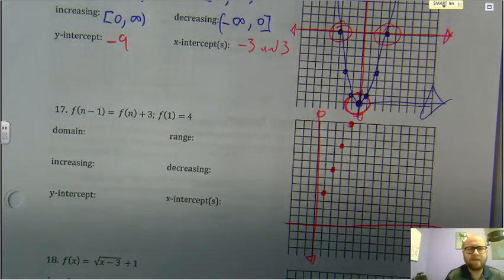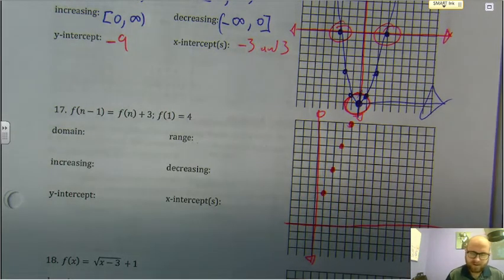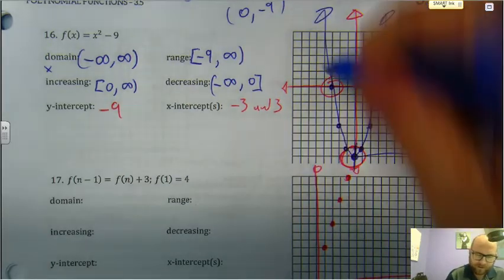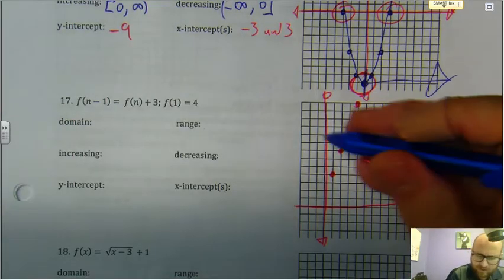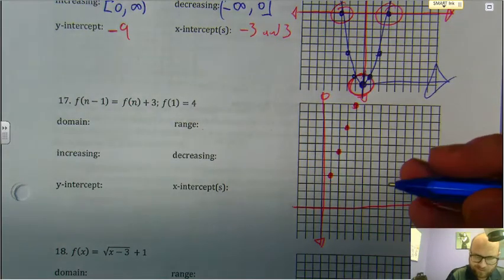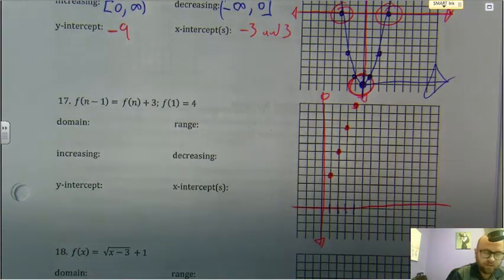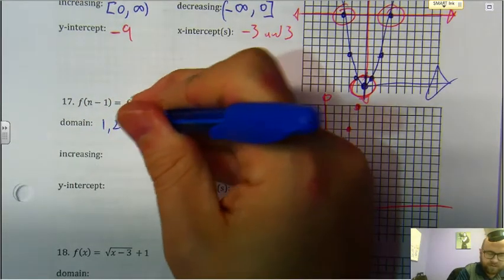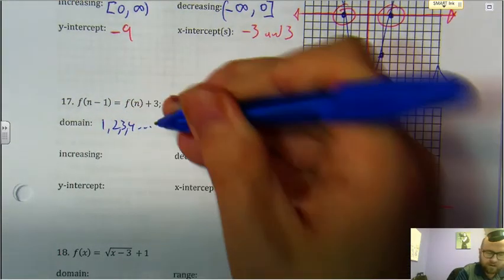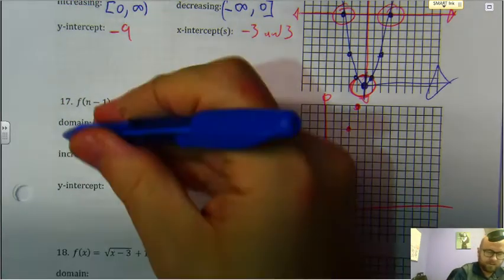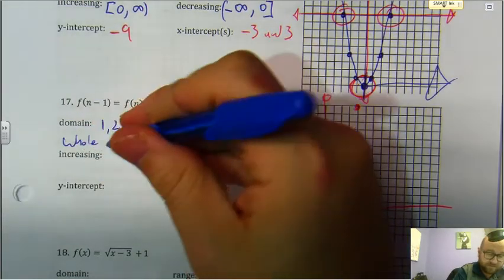So what's our domain? Well, our domain are all possible x's, but look at our x's here. It's not like our parabola where we had to draw it all out. We're only given one term at a time. So I know 1, 2, 3, 4. So our domain is 1, 2, 3, 4, etc., on and on. Okay. So it's just going to be those whole numbers from 1 on up. Just those positive whole numbers. That's it.